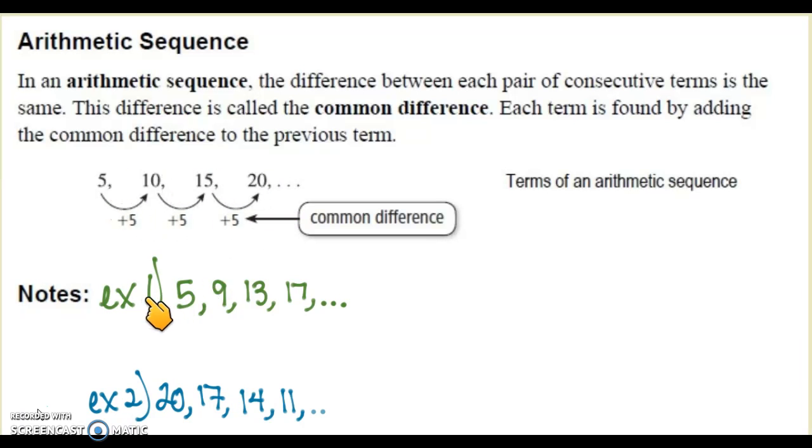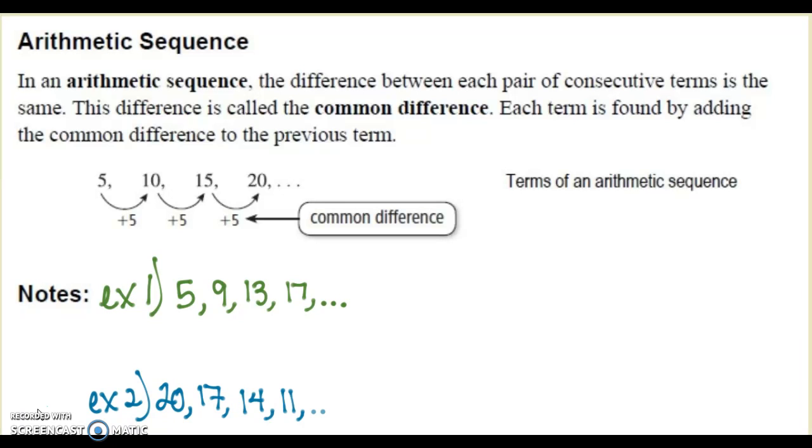And so for these two examples, I want you to write these down in your notes section, and we're going to look at finding the common difference for those two examples. So if we start with the first example, we start with the number 5, and then we go to the number 9, and then to number 13, and then number 17. So our objective here is to determine what is the common difference between these four numbers.